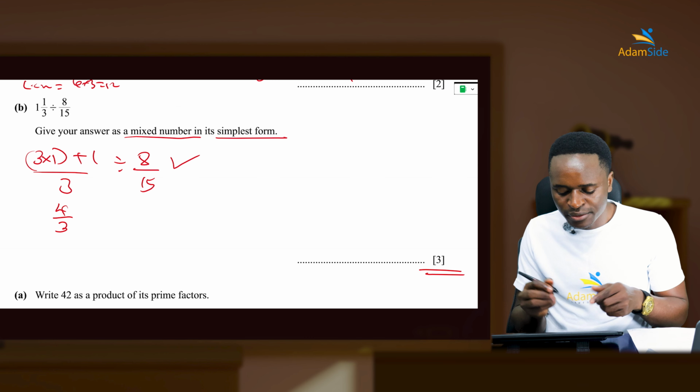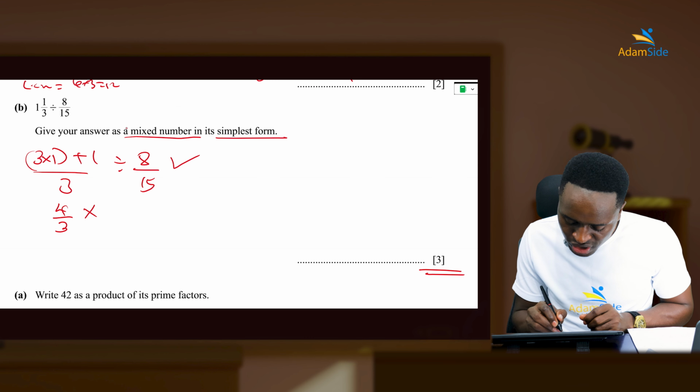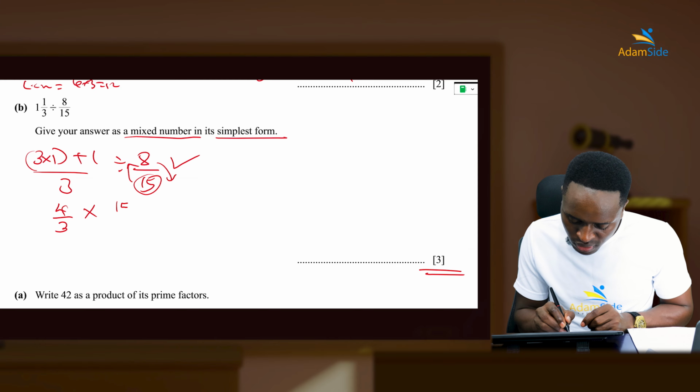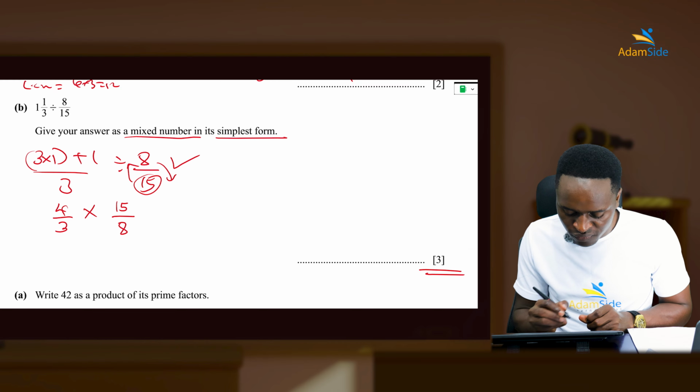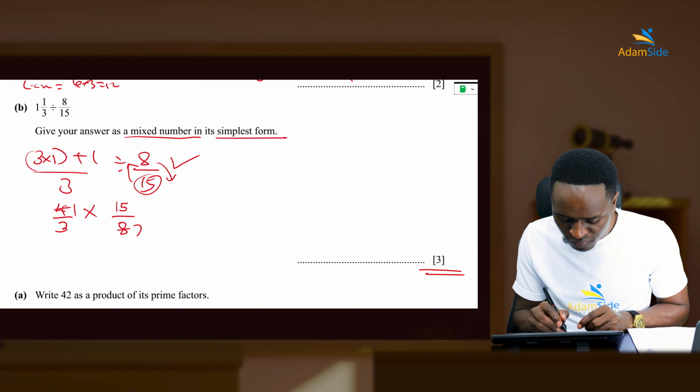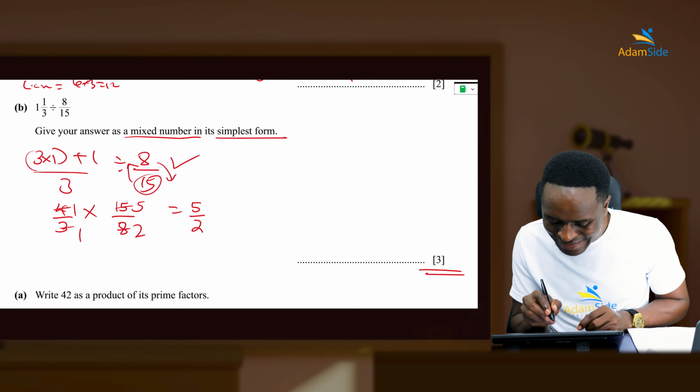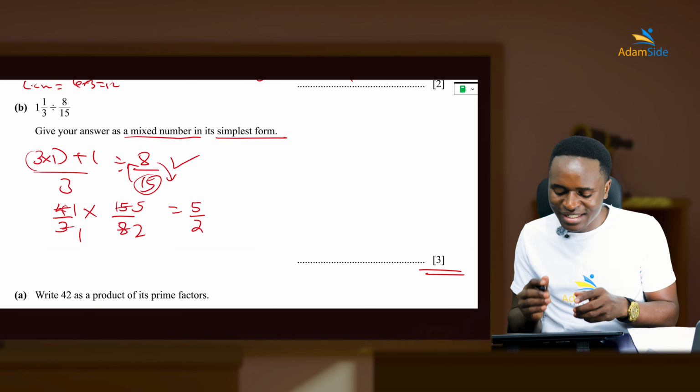Then when you're dividing, you have to multiply and then change. The denominator becomes the numerator, and then the numerator becomes the denominator. You swap the second fraction. You change it. 15 over 8. Then simplify. 4 there 1, 4 there 2, 3 there 1, 3 there 5. Your answer is 5 over 2. Give your answer as a mixed number. Wow, give your answer as a mixed number.